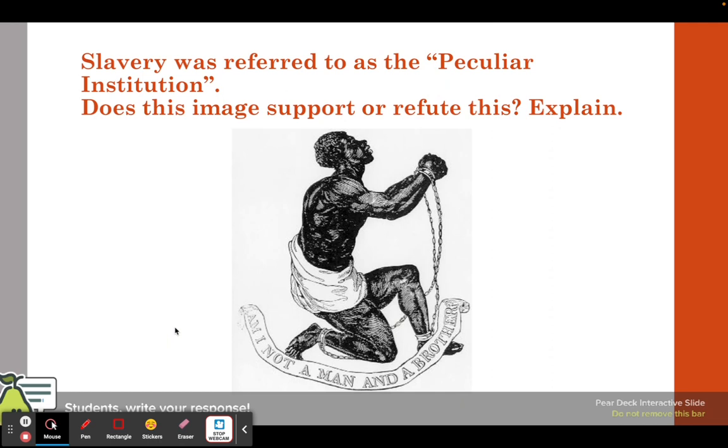So, slavery becomes referred to as the peculiar institution. Take a look at this image, and your question on your guided notes is what you see and how you understand this. The caption says, "Am I not a man and a brother?" Just pause for a minute and write what you think this means.